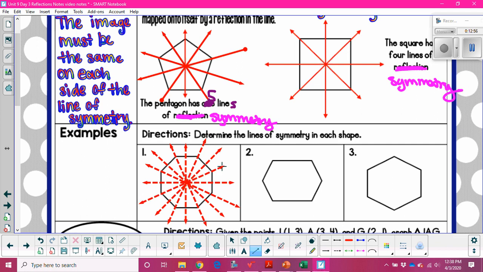And then this one. Okay, so those are all the lines of symmetry for that one. So there are 8 lines of symmetry there. Okay, so I'll pause the video and y'all do the lines of symmetry for numbers 2 and 3.